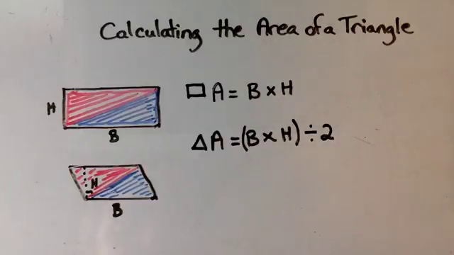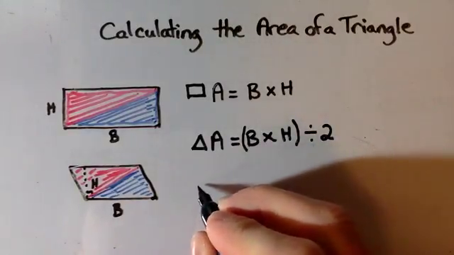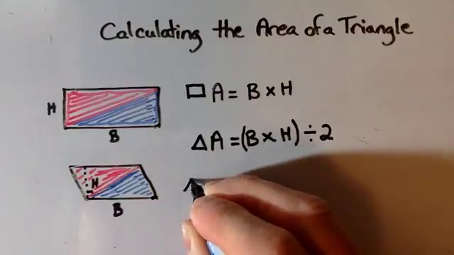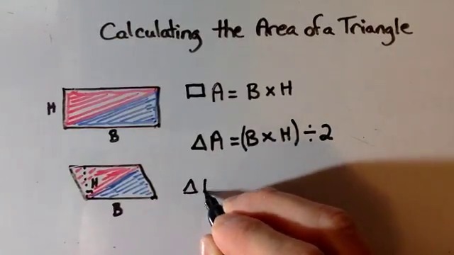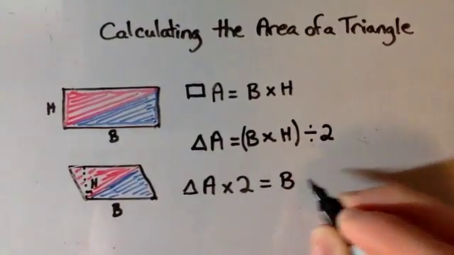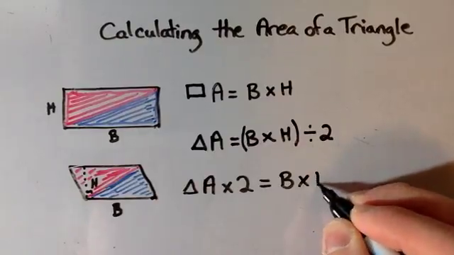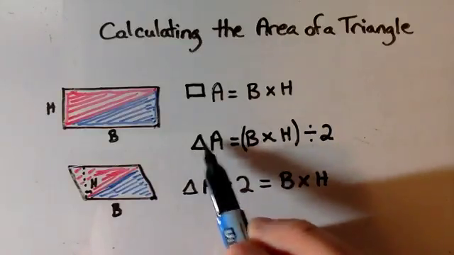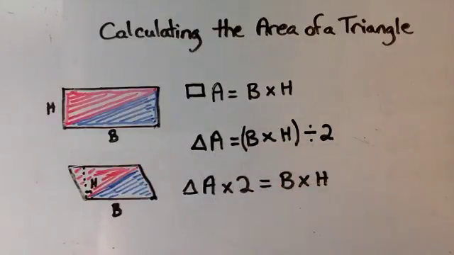Also, you can use this information to help you find the height or the base of the triangle. If I just moved things around a little bit, we're staying with triangles here, it would be fair to say that the area times 2 would be equal to the base times the height. All I've done is say that if I multiply this by 2, it gets rid of that 2 there, and if I multiply this by 2, then it becomes the area times 2.